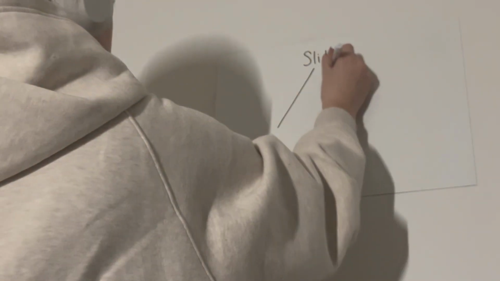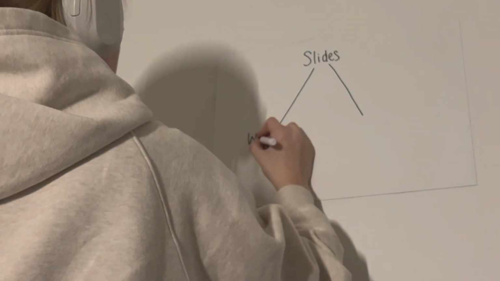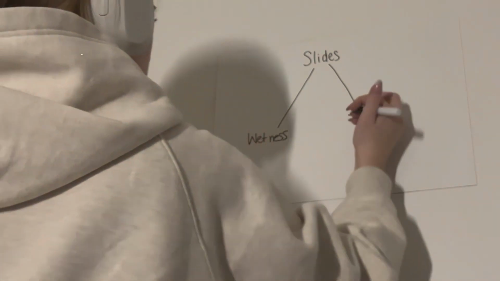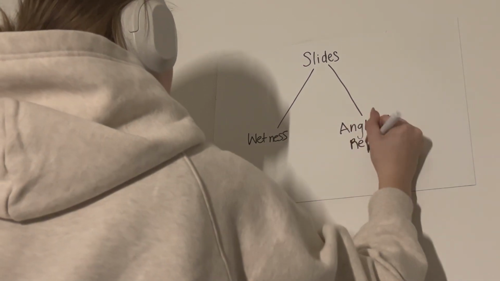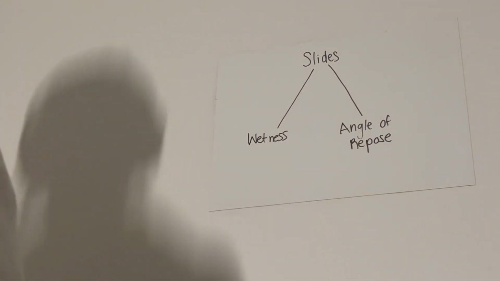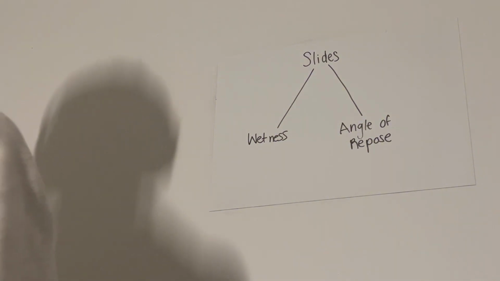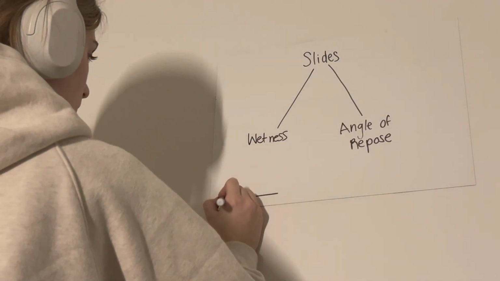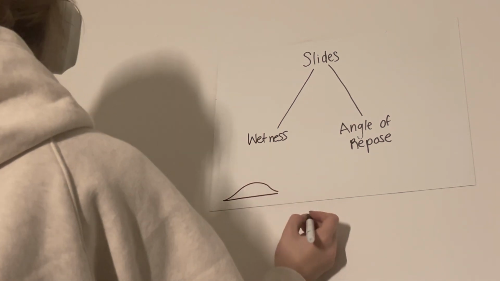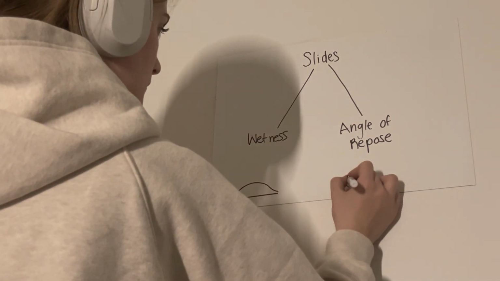Slides, also known as mass wasting, is known as the movement of Earth when gravity overcomes friction. There are two factors that influence mass wasting: wetness and angle of repose. The amount of water included can change the dampness of the ground, which can cause the object to slip. The angle of repose depends on the slope of the loose material, depending on if it's stable or not.